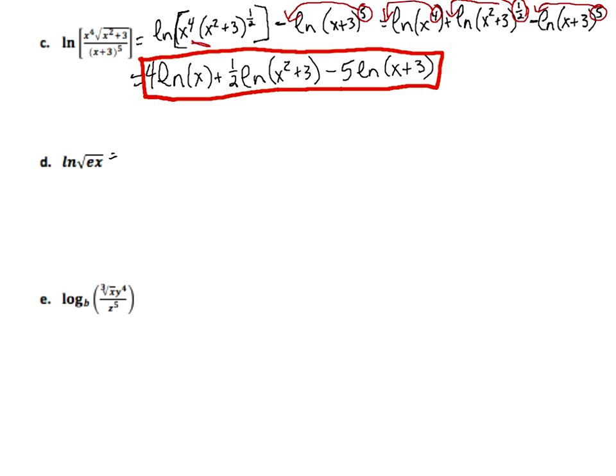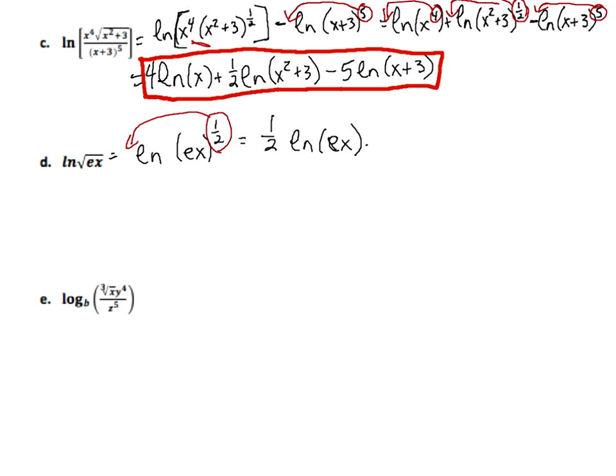So the first thing I'm going to do is change that square root to ex raised to the 1/2. Notice both the e and the x are being raised to the 1/2. So before I split them apart, I'm going to go ahead and pull that 1/2 out as the coefficient on both of them. So my next step looks like this: 1/2 ln of ex. Now I'm ready to break that product into addition.